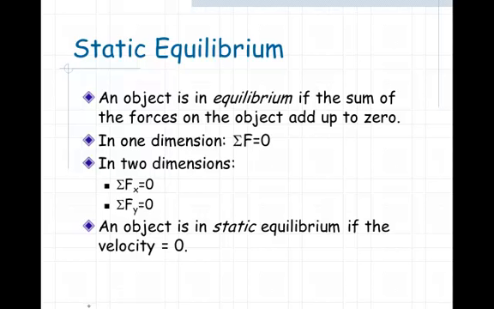So, static equilibrium. An object is in equilibrium if the sum of the forces on the object add up to 0. So in one dimension, Newton's second law would read like that: all the forces would equal 0. In two dimensions, we would say all the forces in the horizontal equal 0 and all the forces in the vertical equal 0. In addition, we would say that an object is in static equilibrium if the velocity is 0. So this is for objects that are not moving at all.